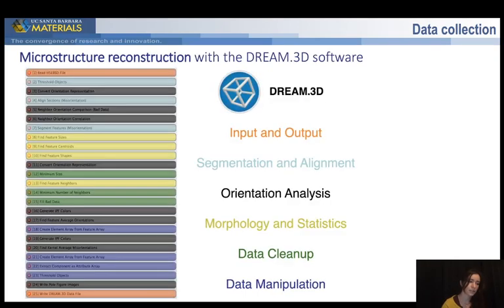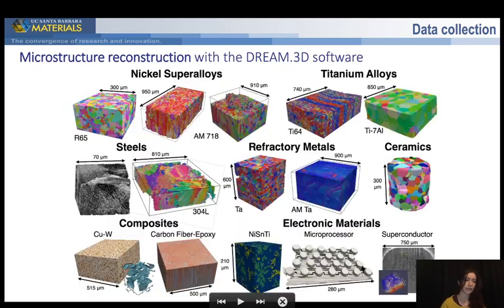So once this data is acquired, we can assemble the different slices and post-process the data. To do so, we use the DREAM.3D software, which enables us to stack our data sets and extract most of the useful information we are interested in by creating custom pipelines. And so far, a variety of data sets have been collected and reconstructed in the Pollux group. They involve mostly metallic materials, but also composites or functional materials.